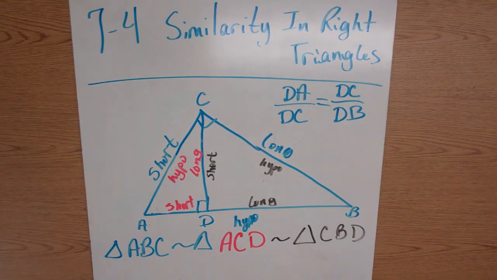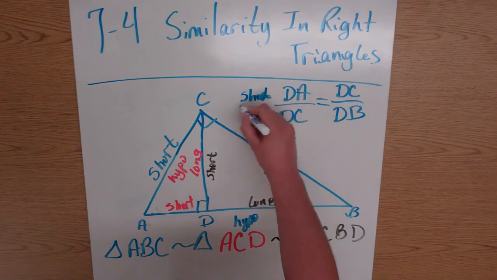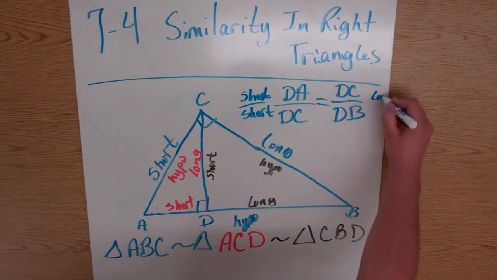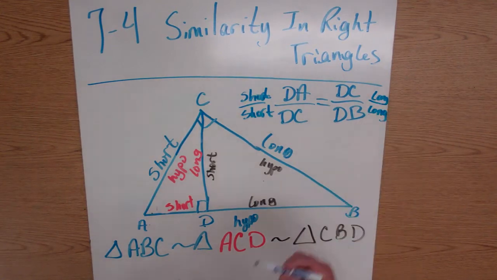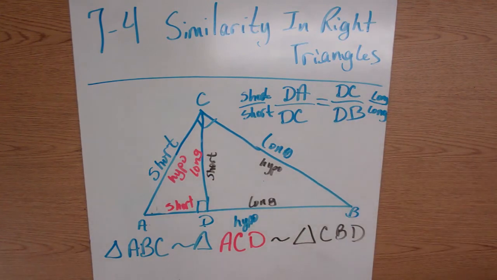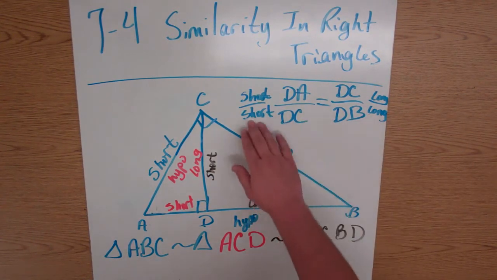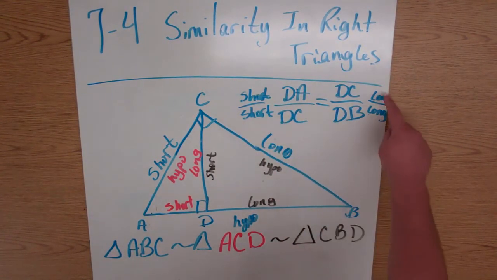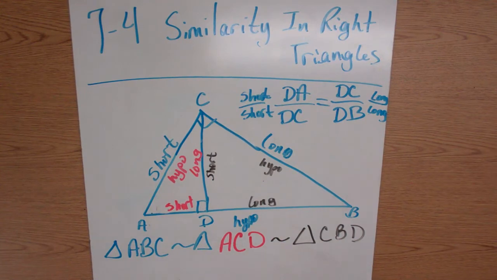And as long as you keep things in the same place, because this is short leg over short leg, and this is long over long. As long as you keep things in the same order, you're fine. Because if you notice, I could have done short over long equals short over long. Basically, these two would have flipped, and it'd be the same thing. So as long as you keep it in order, short over short, long over long, or short over long and short over long, your proportion will be set up correctly, and you'll be able to then cross multiply and solve for your variable, or reduce it down and see what your scale factor is, or your similarity ratio.